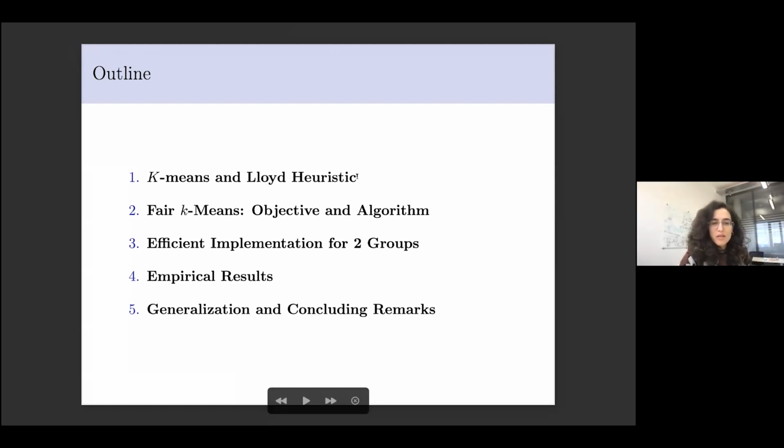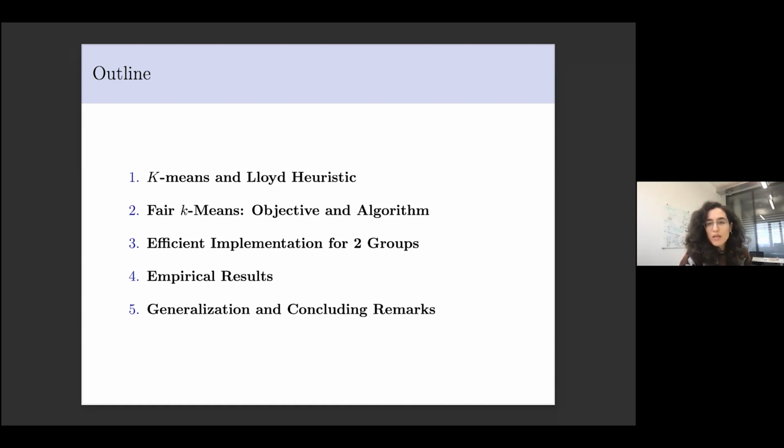Then, using some synthetic and real-world data, I will motivate why in some scenarios the vanilla k-means objective and Lloyd heuristic algorithm can result in a clustering of the data that is less favorable to some demographic groups. This motivated us to define a notion of fairness for clustering and specifically for k-means.